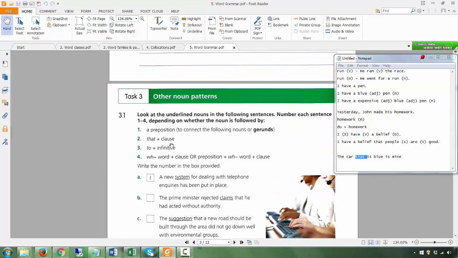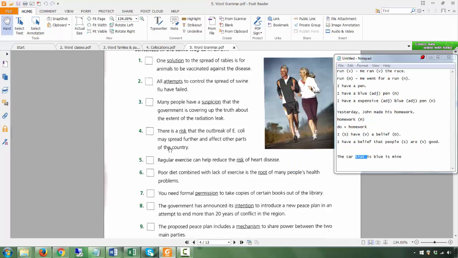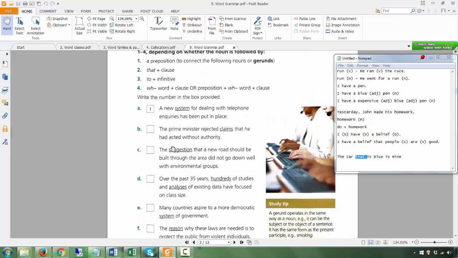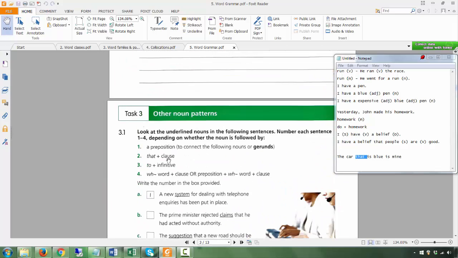In writing class 2, I expand a bit more on all these different kinds of patterns. But the common ones for nouns, verbs, and adjectives: either after that noun, verb, or adjective, you have a preposition, you have a that plus clause, or you have a to plus infinitive pattern. Now, to plus infinitive is to plus base verb.